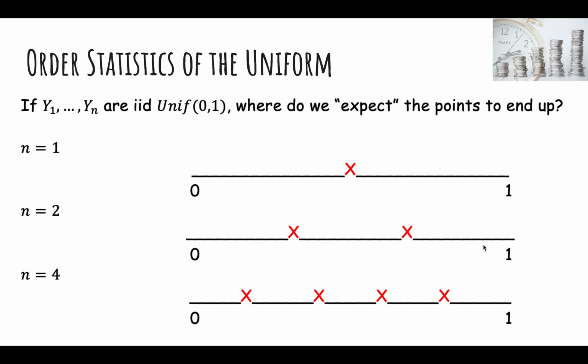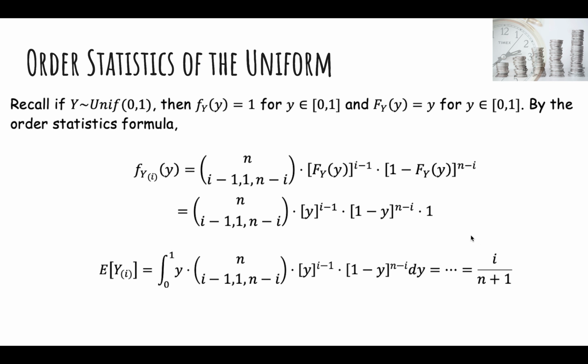So we can actually calculate the expected value of the ith order statistic. So we use the density function that we derived earlier for the ith order statistic, and we know the CDF and PDF of a uniform 0, 1, so we can plug all that in, do all the math, and you get that the expected value of the ith smallest is i over n plus 1.